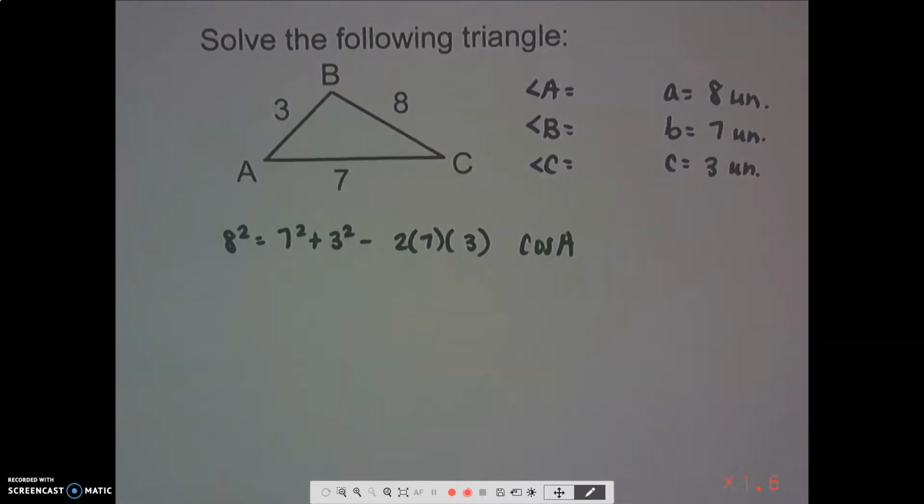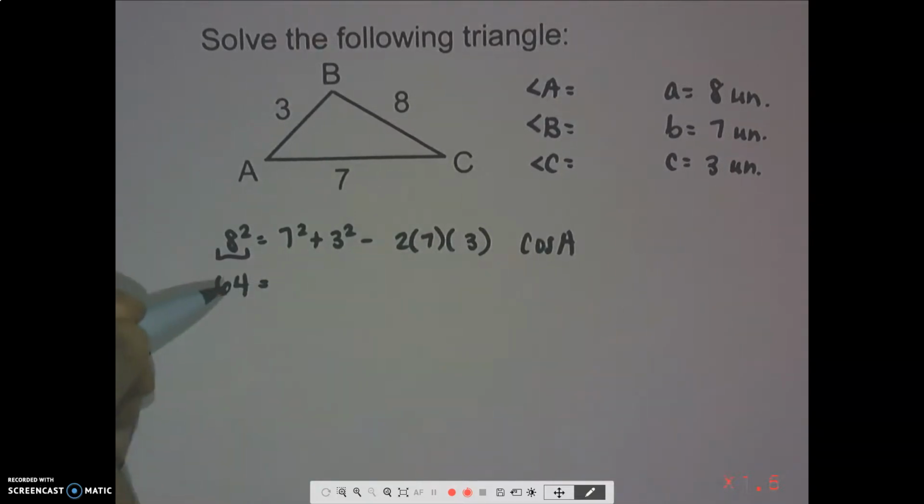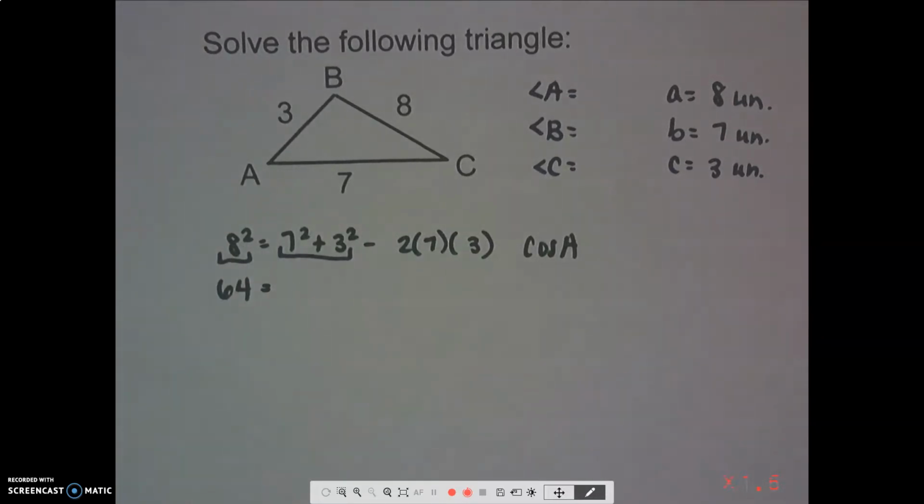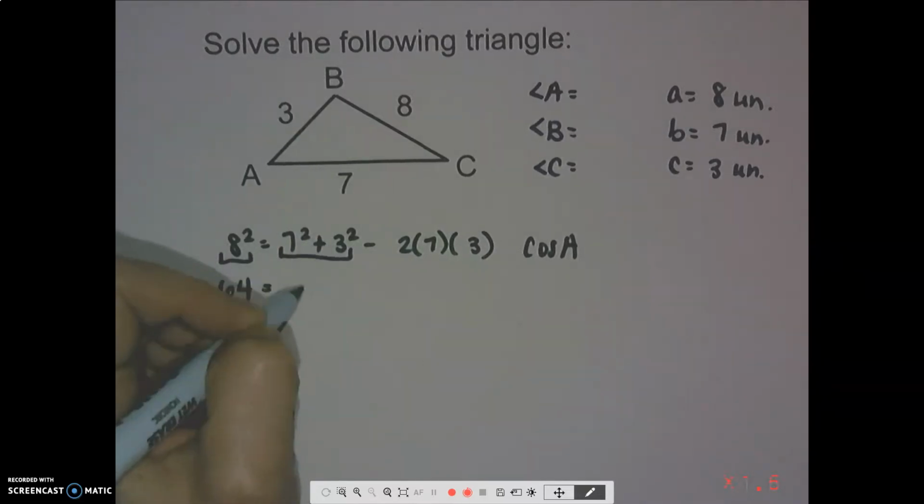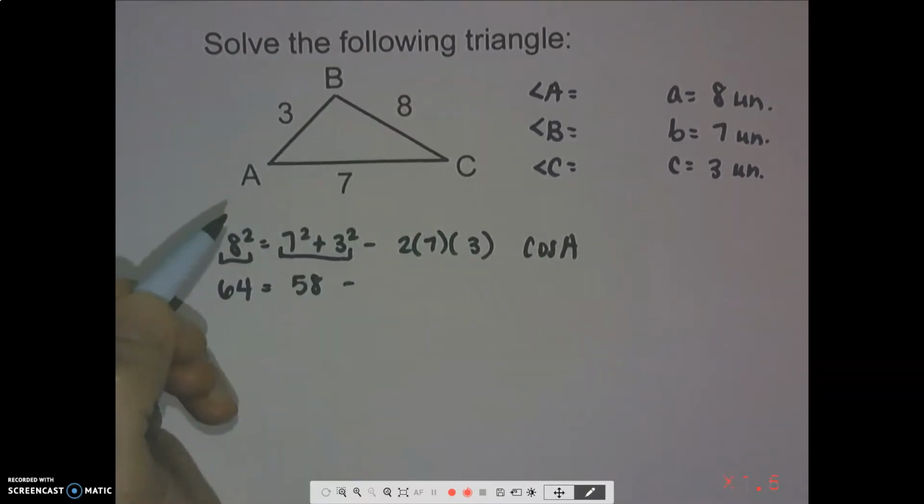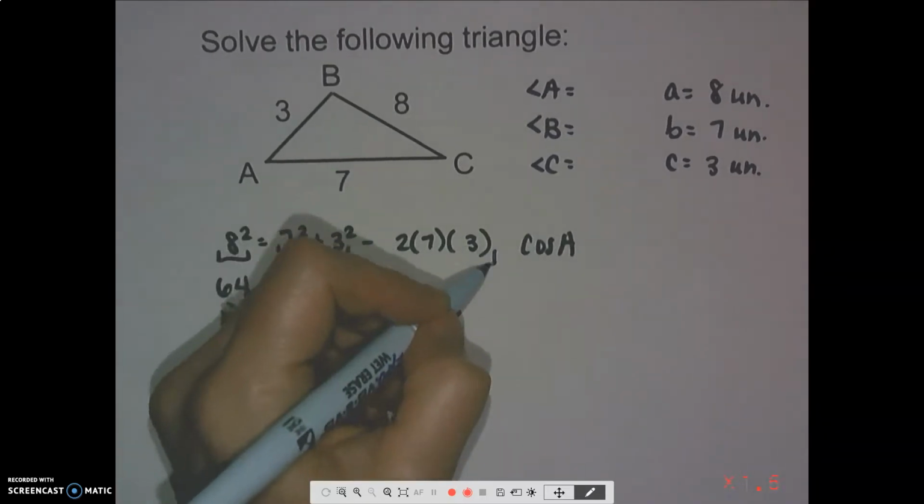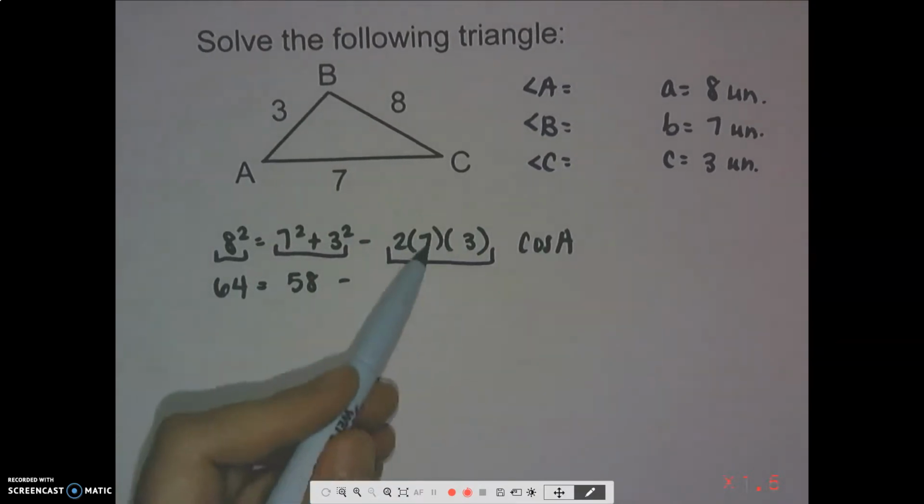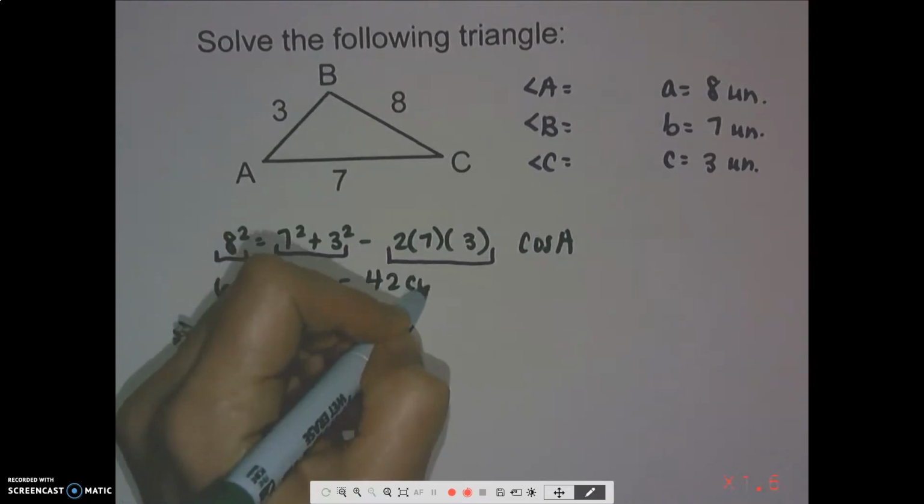Now, you cannot just type this into the calculator to get your answer. You have to take steps with this, okay? The first step is 8 squared, which is 64. The next step is 7 squared plus 3 squared, and that gives us 49 plus 9, which is 58. And then the next step is here, okay? So negative 6 times 7 is negative 42 cosine of A.